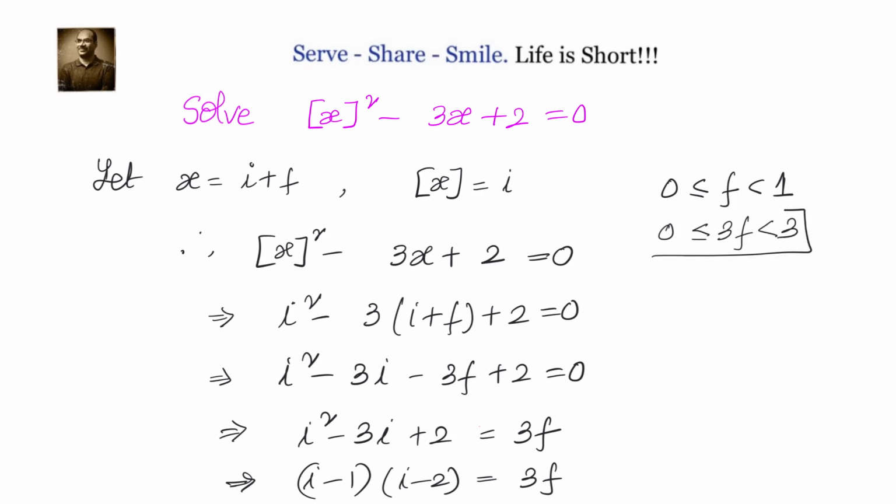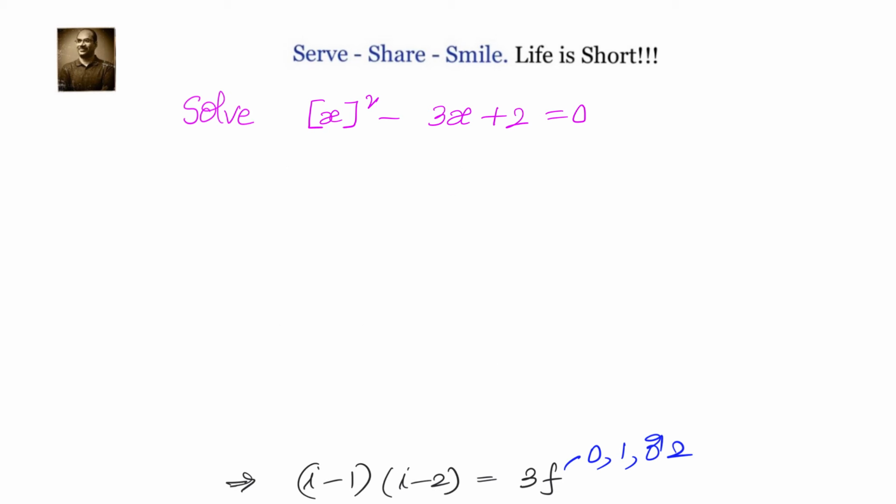Let's go through that again. The left hand side is an integer, so the right hand side also should be an integer. That means 3f should be an integer. But we know 3f lies between 0 and 3. That means the integer values which 3f can take are 0, 1 or 2. Which means we have 3 scenarios to handle: case 1, case 2, case 3. In case 1, 3f is 0. In case 2, 3f is 1. In case 3, 3f equals 2.